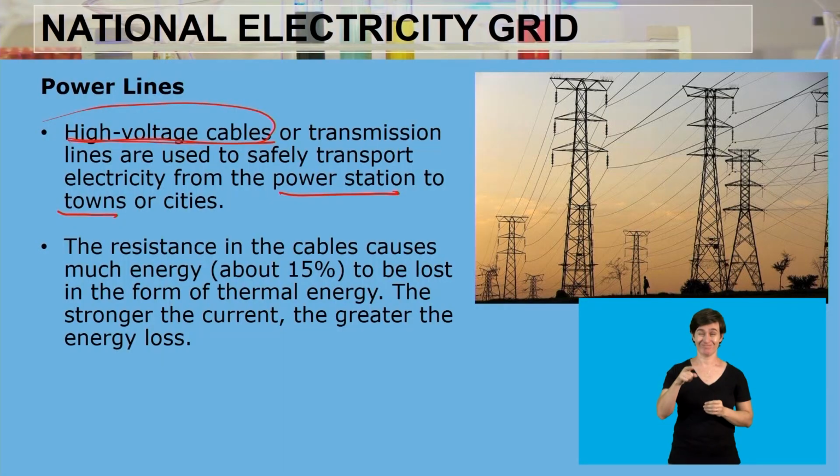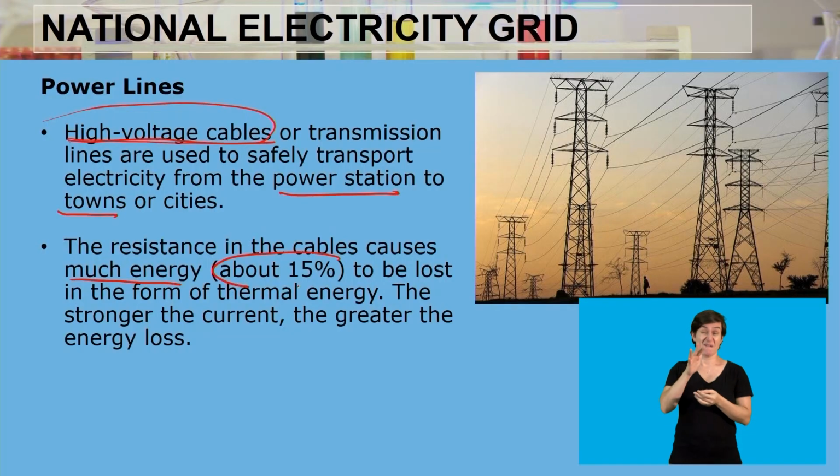These power lines, or transmission lines, have certain resistance. Remember, resistance is affected by the type of material, the temperature, and even the length of the material, in this case the length of the cable, and the thickness of the cable. The resistance in the cable causes much energy, about 15%, to be lost in the form of thermal energy. So as this electricity is transported, 15% of it is going to be lost in the form of heat, which is known as thermal energy.